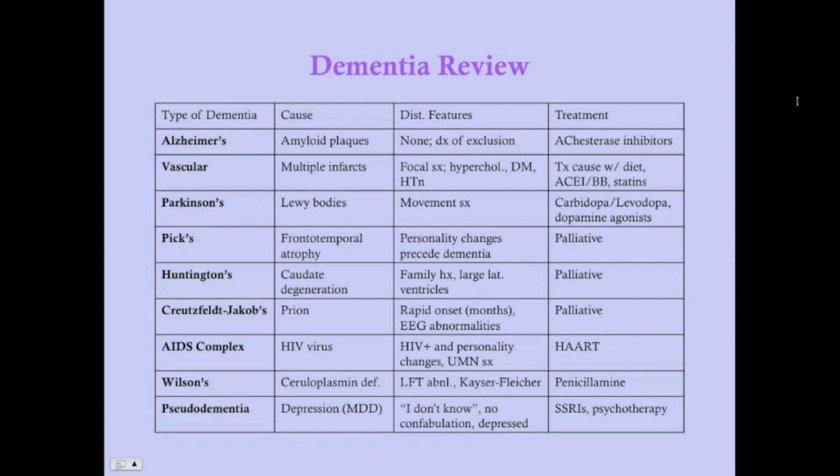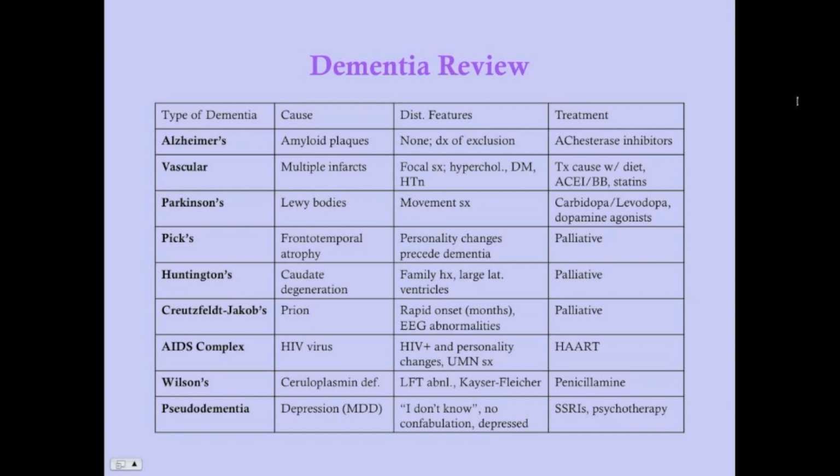This is quickly progressing. AIDS complex dementia, the cause is actually the AIDS or the HIV virus. That is the actual cause. So this is not an opportunistic infection. The actual cause is the HIV virus itself. And the distinguishing factors here are going to be that the patient is HIV positive. They're going to have personality changes that precede the dementia like Pick's, and they're going to have focal neurologic symptoms like vascular, and they're also going to have upper motor neuron symptoms most prominently. And the treatment here is to make sure that the patient is compliant with their HAART therapy.